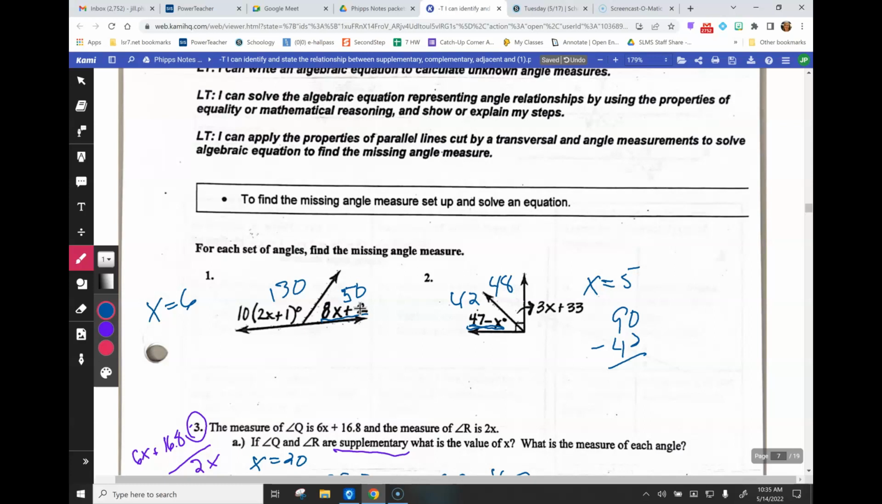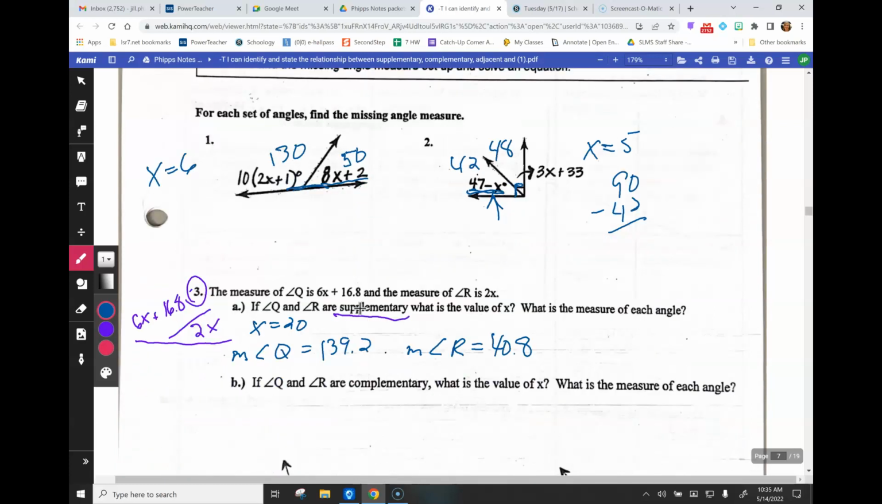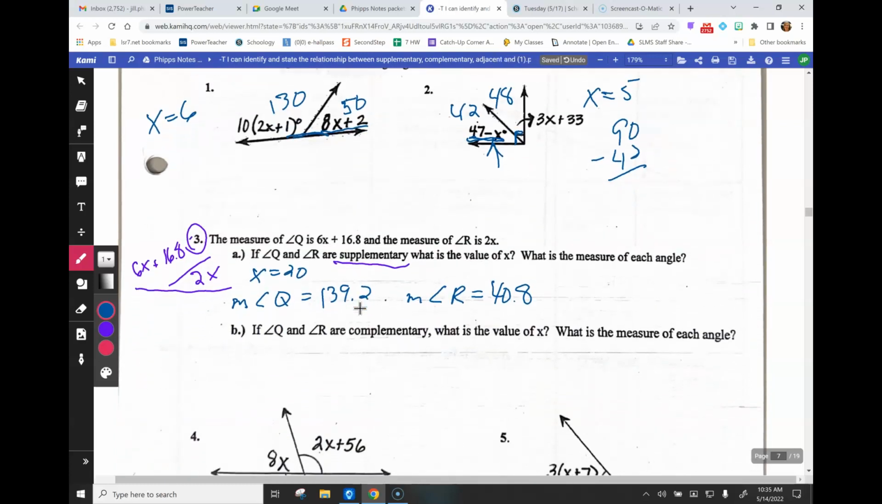Okay, so sometimes you're going to plug in for x, and sometimes you're going to use your knowledge of that's a 90-degree angle, or this is 180 degrees. So use that information. Number 3, I came up with x being 20, measure of angle Q was 139.2. Let me explain this again. This means measure, and that's when you use equal signs. If I say angle Q, and I don't have an M out in front of it, if there's no M, then I have to use a congruent sign. I can't say they're actually equal. Okay, I'm getting picky again. That's a geometry thing, but anyway.